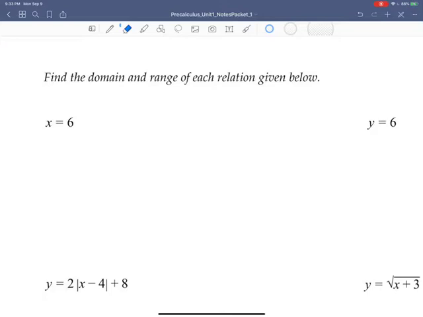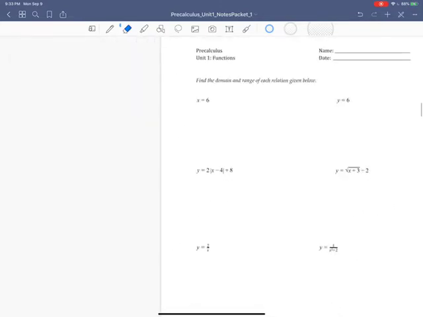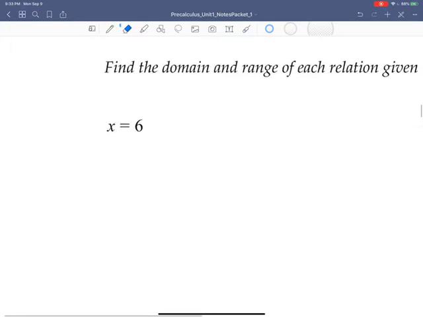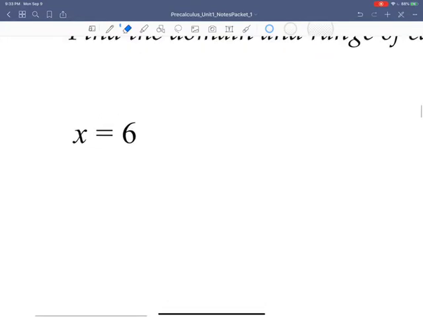Now we're going to find the domain and range of each relation given below. There are 6 relations here. 5 of them are functions. 1 of them is not. So we'll start with x equals 6. X equals 6 is a relation. It is not a function.